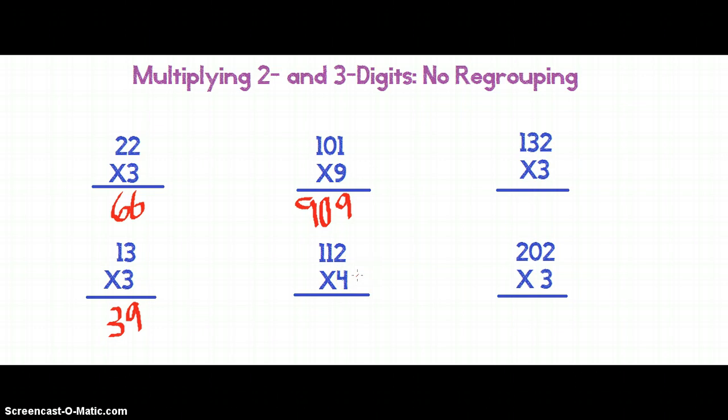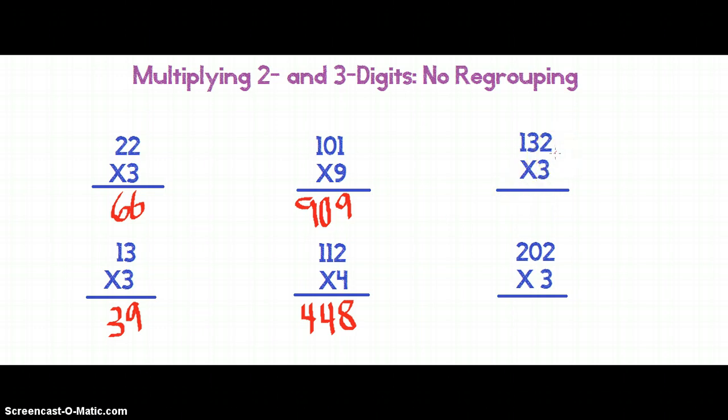112 times 4. I start with my ones place. 4 times 2 is 8. So I write it down. Then I multiply my tens place. 4 times 1 is 4, and I write it down. And then 4 times 1 is 4. So I go ahead and write that down. So my answer, 112 times 4, is 448. Let's try another one.